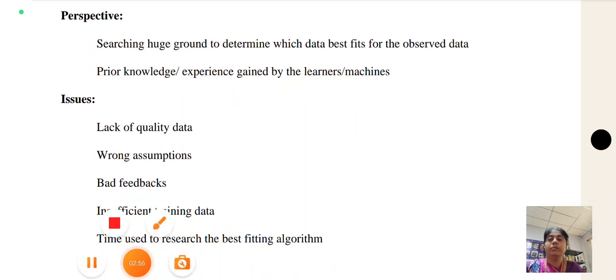Next we will see about perspective, the machine learning perspective. We observe that the data which is the best fit for a particular problem is used for the environment. So we are searching a huge space to determine what is the best fit for the observed data. For example, consider a child. We are training the child with two things: one is an apple and the other is an orange. By showing the apple to the child and telling that this is an apple, the child will observe the features, that the apple looks red in color and has a particular shape, and then it will be called an apple. Those features will be observed by the human brain, that is, the child's brain.